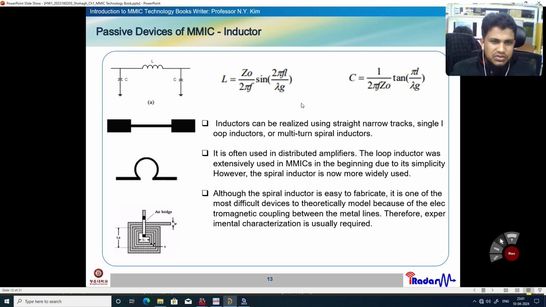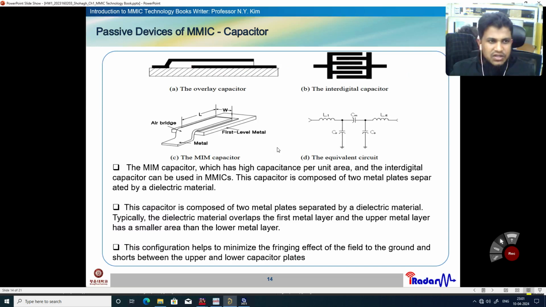Some equations I already put. This one is the inductor equation, this is the capacitor equation, this is resistance, and this is our transmission line. These look like all of the passive components. Here I introduced the inductor. So the second most important is the capacitor. Capacitors play a good role in our MMIC design as a passive device.